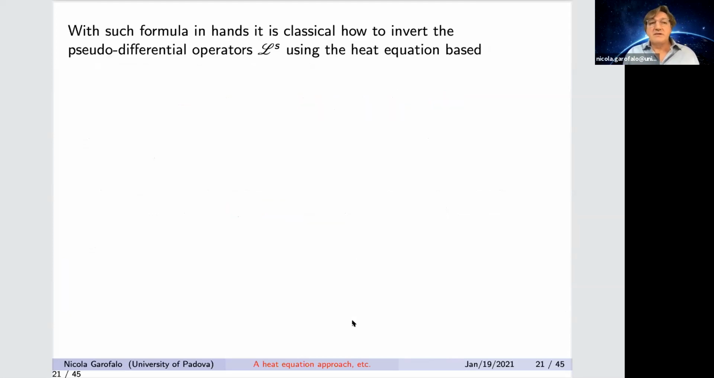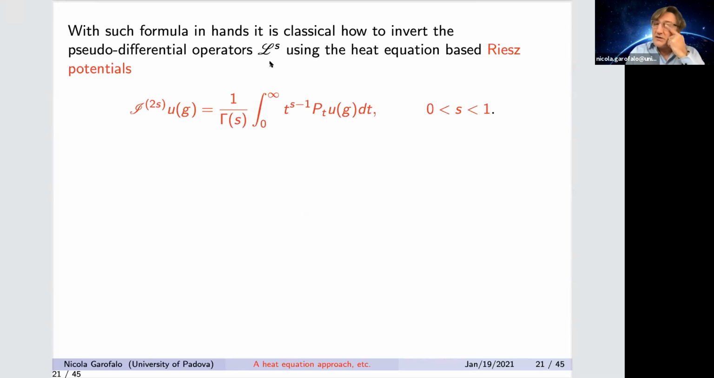Okay, so with such a formula in hand, it's now very easy to invert this pseudo-differential operator. Let me show you the standard way of inverting it. Let me introduce the Riesz potentials. Instead of using the standard definition of Marcel Riesz, I will use the heat equation based notion of Riesz potential. If you specialize this to the standard Laplacian, you get exactly the Riesz potentials that were introduced by Marcel Riesz.